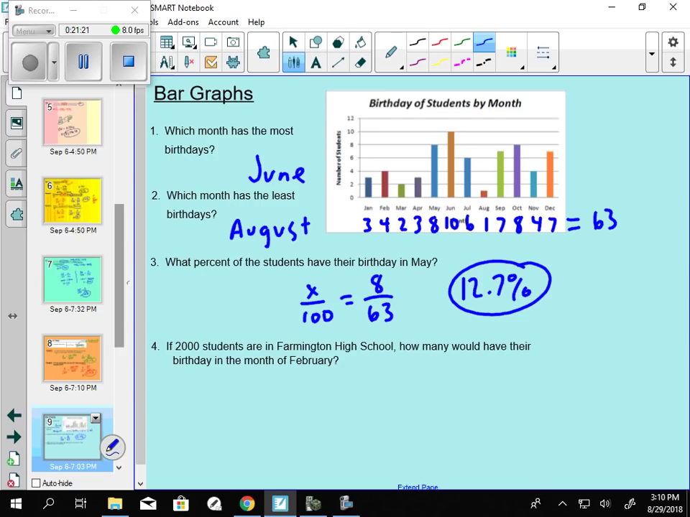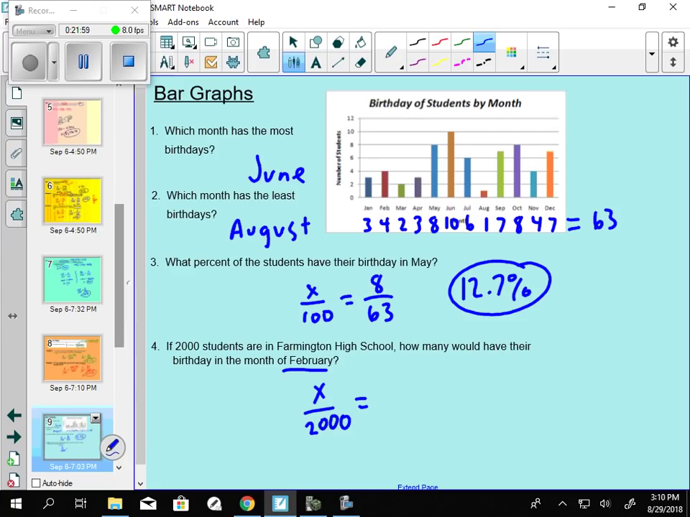All right, the last part on this, using the same bar graph, if 2,000 students are in Farmington High School, how many would have their birthday in the month of February if the same kind of percentages or same kind of proportional birthdays held up? Okay, so in this case, we don't know how many of the 2,000. So we want to know how many out of the 2,000 students would result in the same sort of proportion or same amount as the birthday months in February.